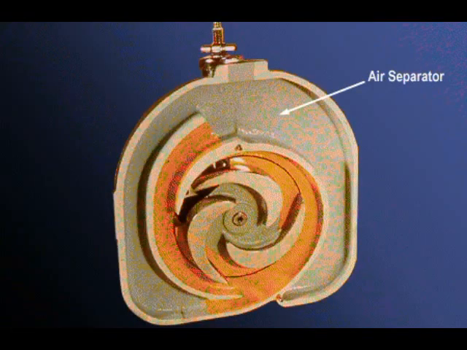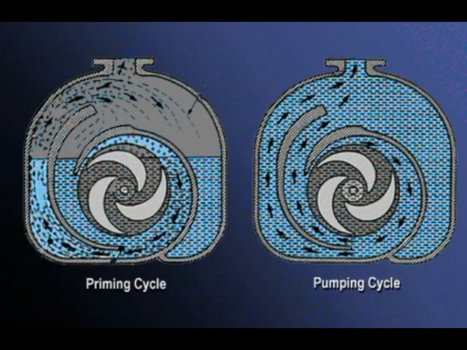A self-priming pump is easily recognized by the large chamber at the top of the pump. This chamber is an air separator. The air separator ensures that the air that is in the pump when the pump is started will be removed through the discharge line. There are two cycles involved, the priming cycle and the pumping cycle.